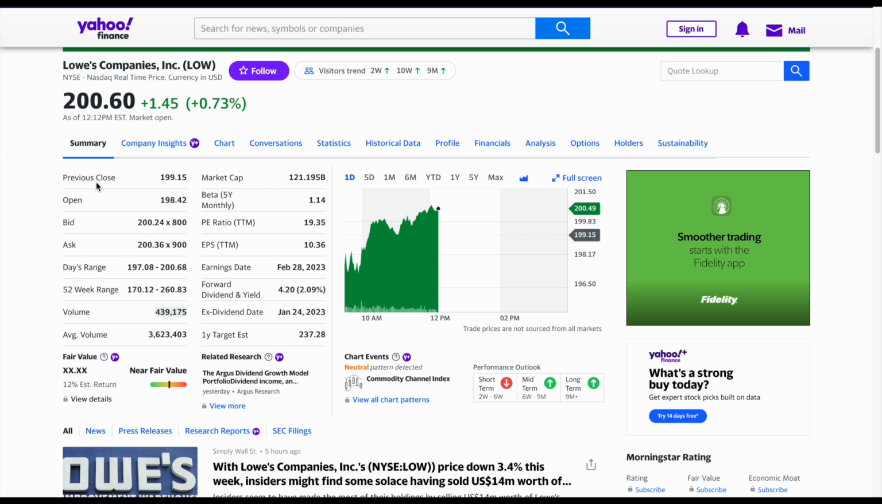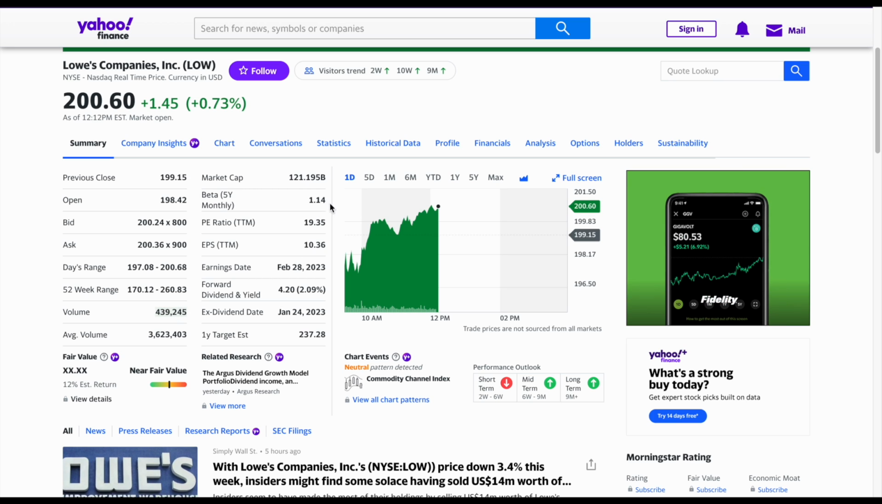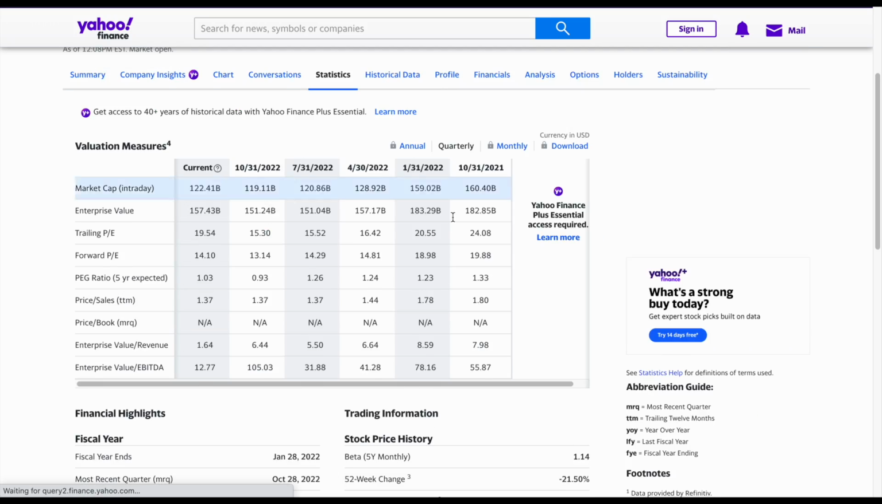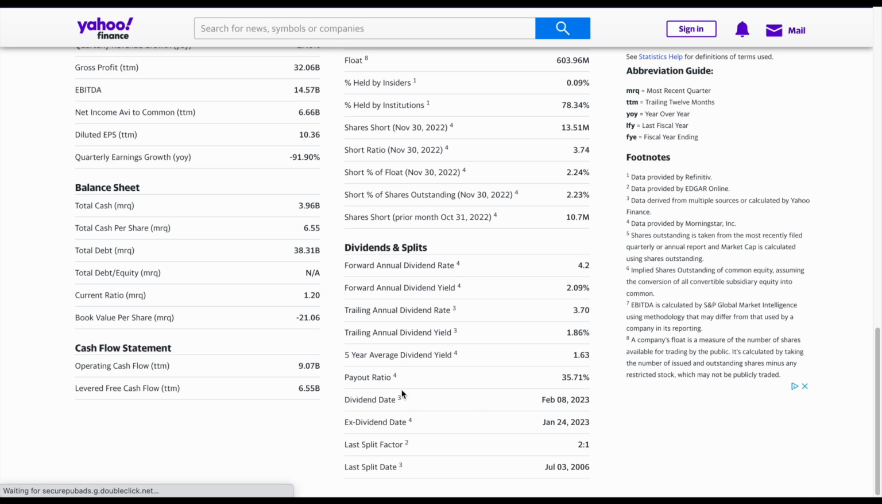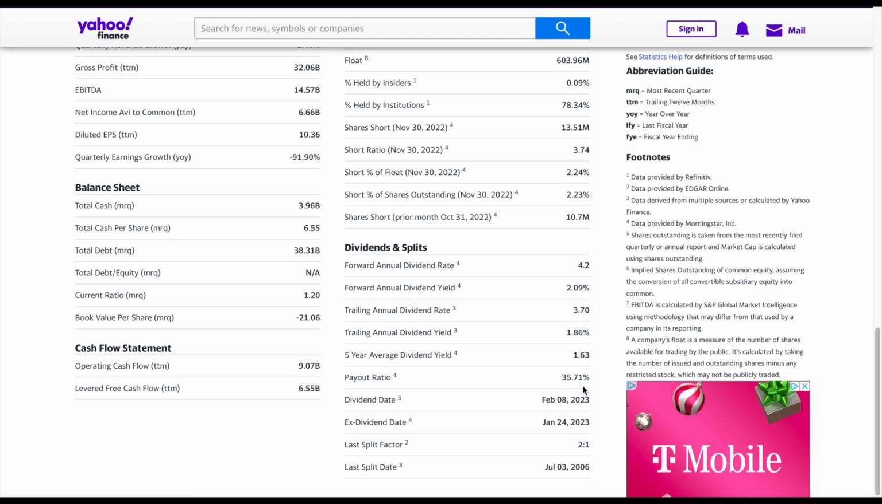So those are the basics of Yahoo Finance on this homepage, but there is one more really important metric that you do need to look at when analyzing dividend stocks, and that is the payout ratio. If we come over here to statistics, I believe we can find this on Yahoo Finance. So let's go ahead and scroll down, and you can see right here we have the payout ratio for Lowe's.